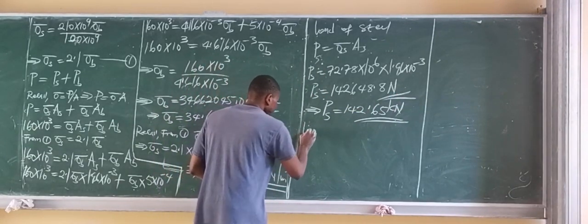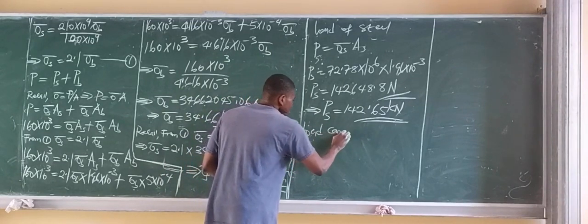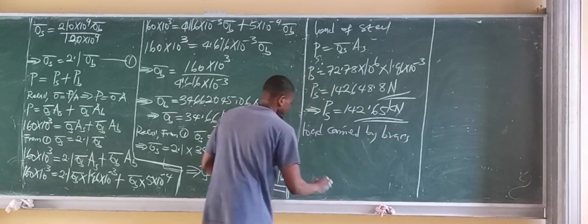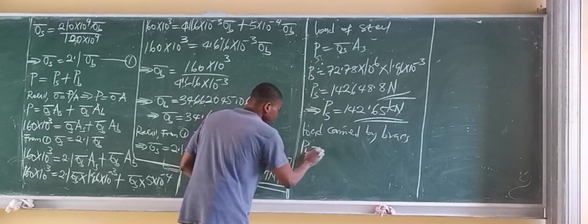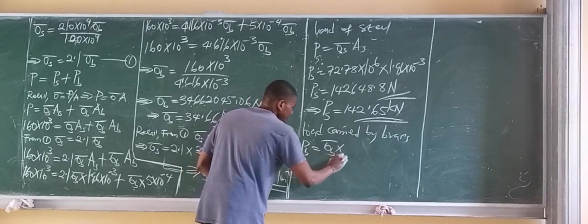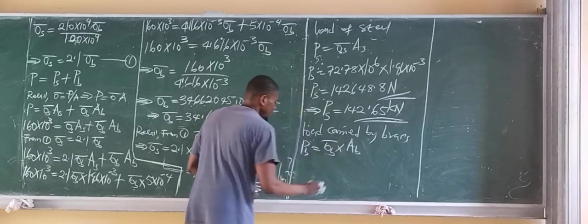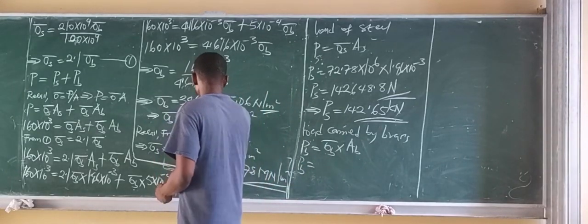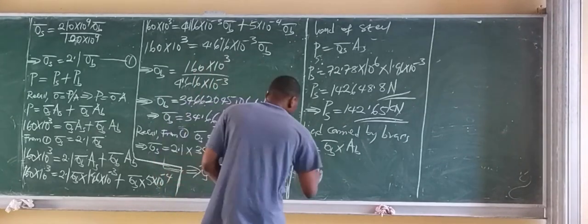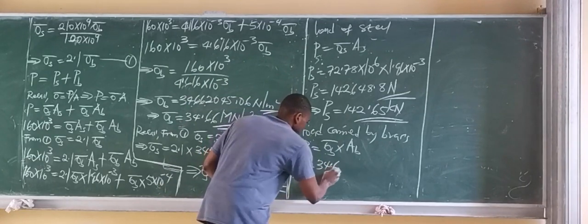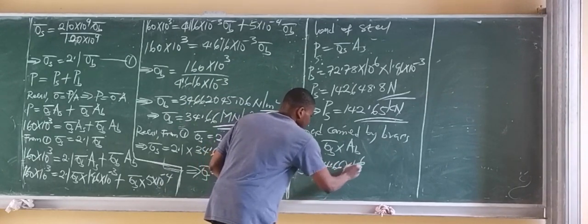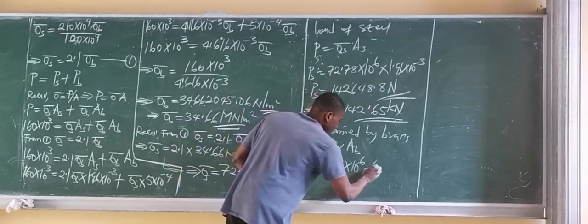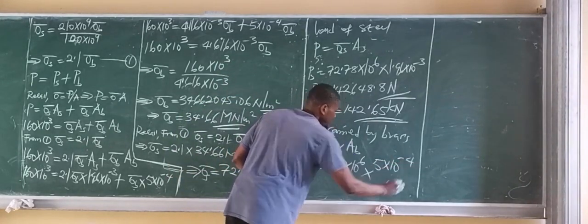While the load carried by brass, that's P b, is simply the stress of brass times the area of brass. So the load carried by brass is equal to the stress of brass, which was given as 34.66 meganewtons. So you have 34.66 mega times 10 to the power 6, times area of brass. We got area of brass as 5 times 10 to the power minus 4.